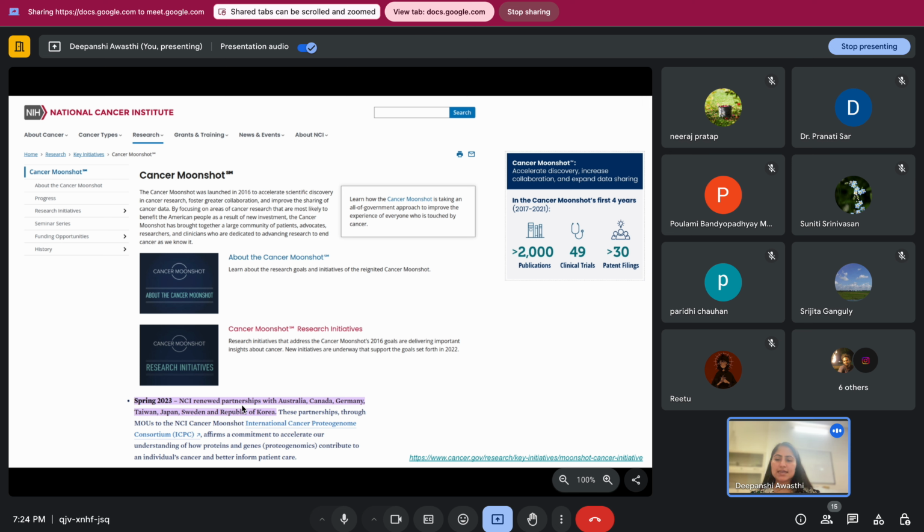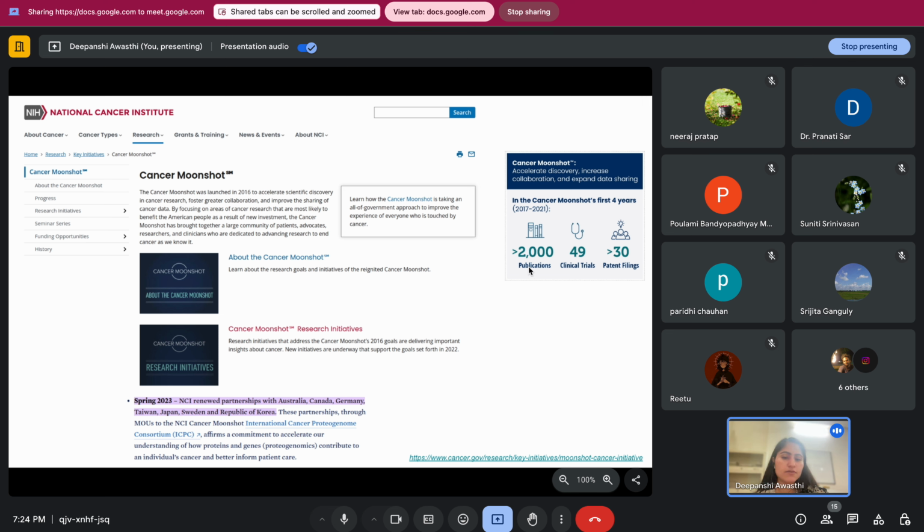NCI has started this Cancer Moonshot, and now they are joining hands with other countries such as Australia, Canada, Germany, Taiwan, Japan, Sweden, and the Republic of Korea, so that all these countries come together. If more people collaborate, it will be easier to design personalized medicine and to study in a better way.